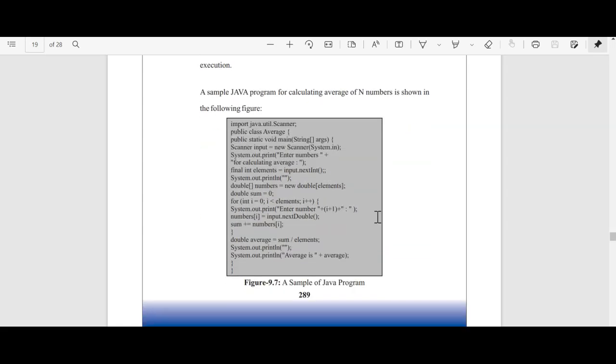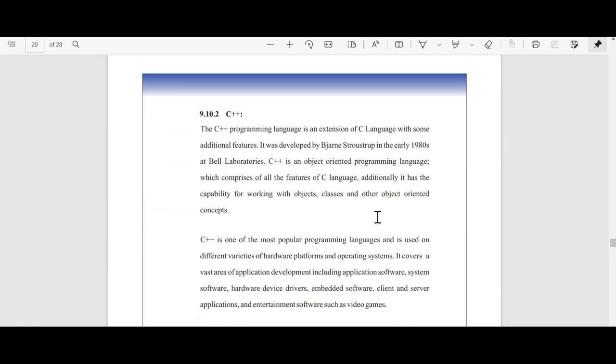That's why it is still used. This is the sample program of Java, slightly difficult for you and slightly difficult even for programmers, and this is a very high end programming language where they are highly paid. Java programmers are paid very good salaries even nowadays.